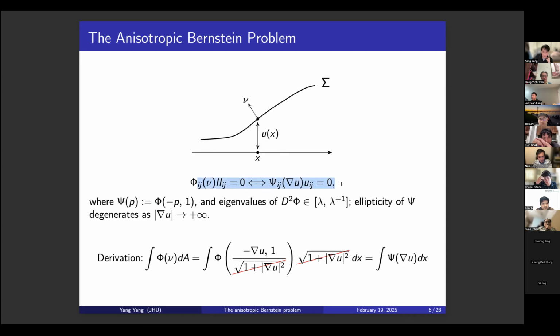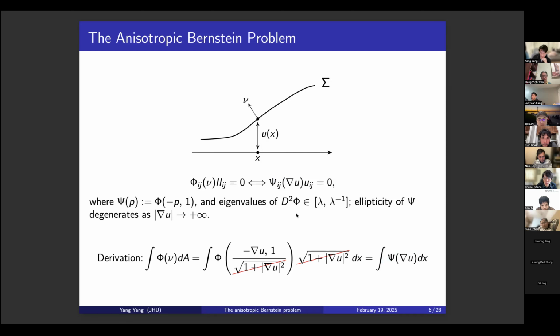To see the equivalence of these two equations, I think it's easiest when you rewrite everything in terms of the function u. So if you rewrite the unit normal in terms of the function u, and also the area element in terms of u, then by the one-homogeneity of this function phi, you get this last functional. So this quasi-linear elliptic equation is just the Euler-Lagrange equation associated to this last functional.